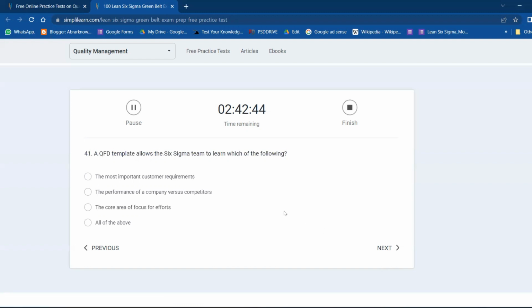Okay, 41st question. A QFD template allows the Six Sigma team to learn which of the following, right? So the most important customer requirement, the performance of a company versus competitor, the core area of focus for efforts, all the above.